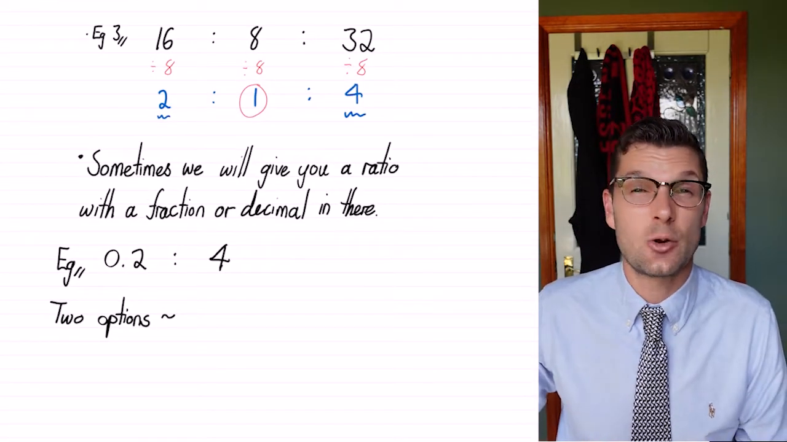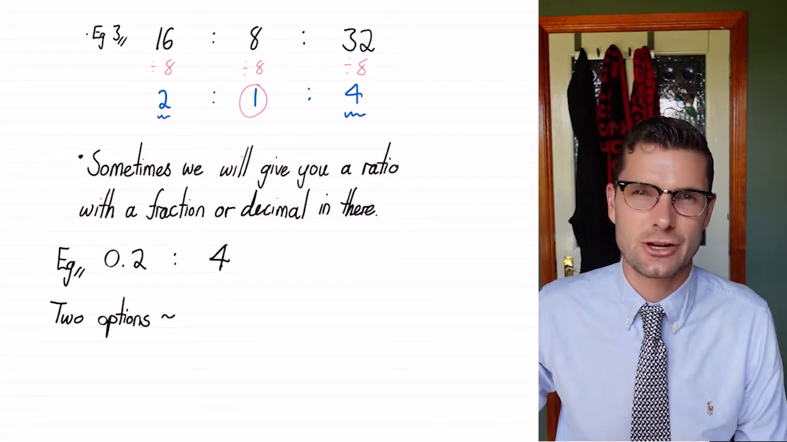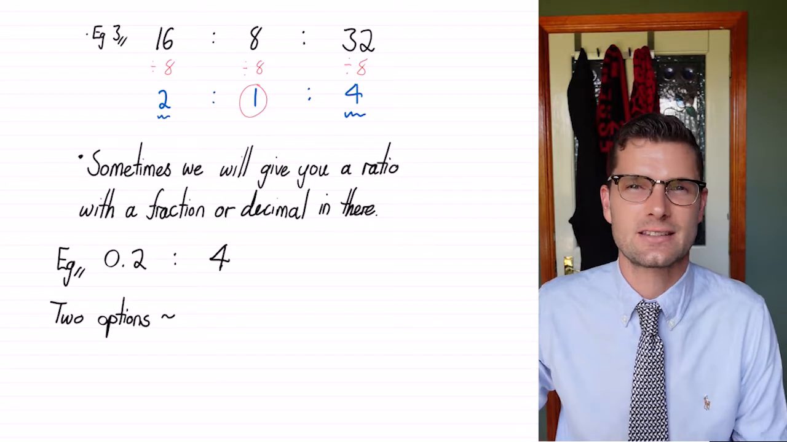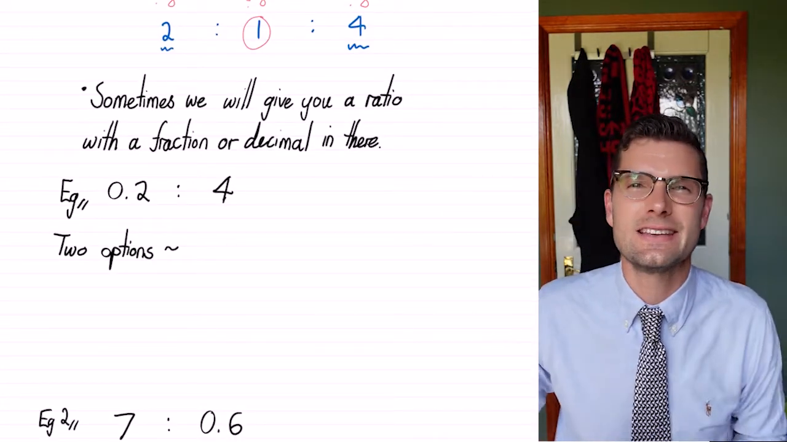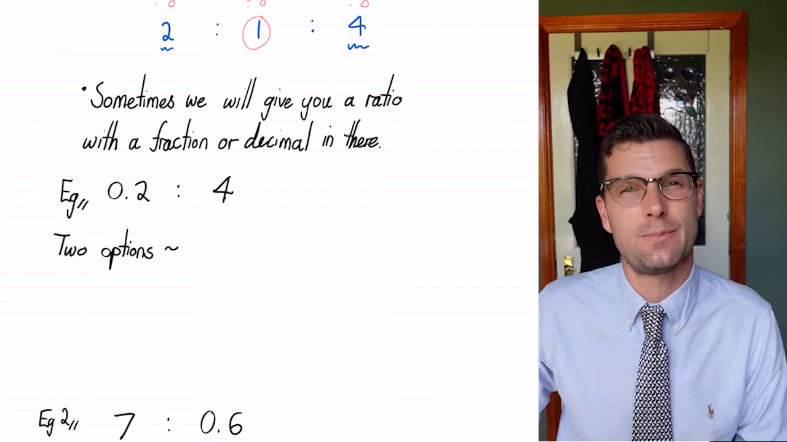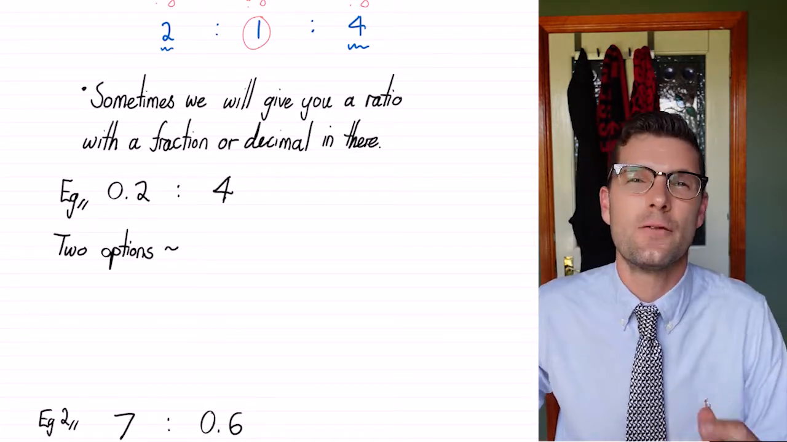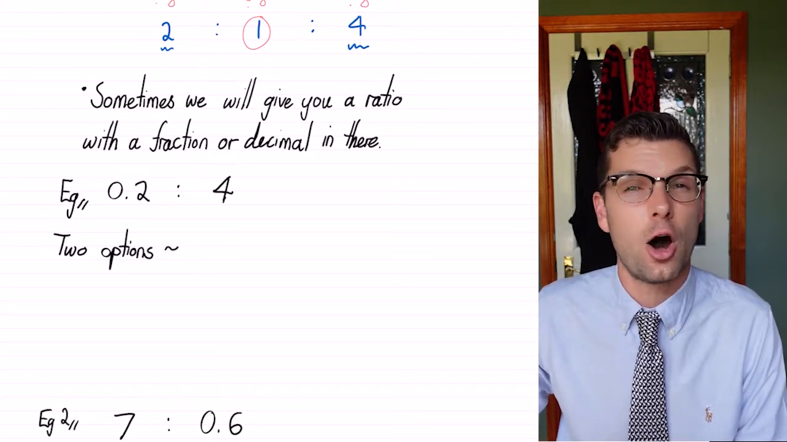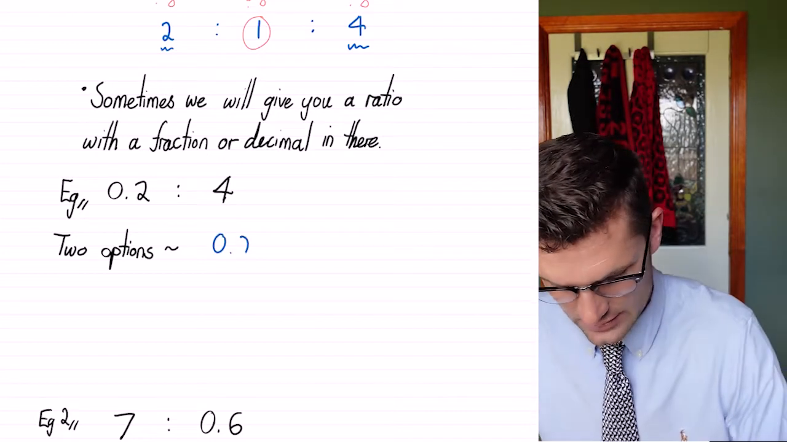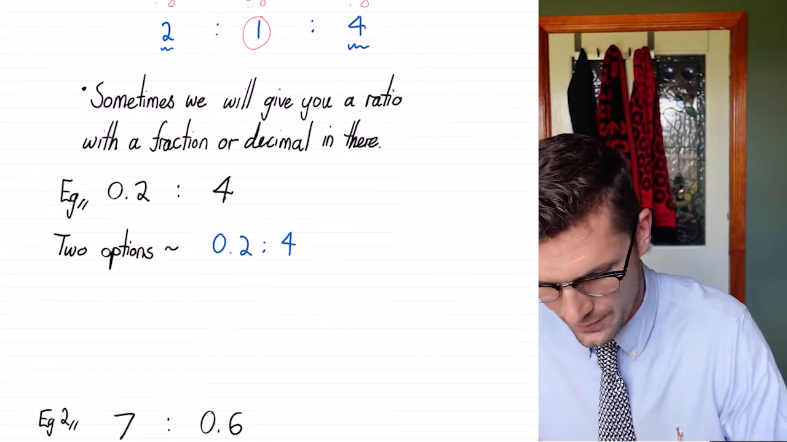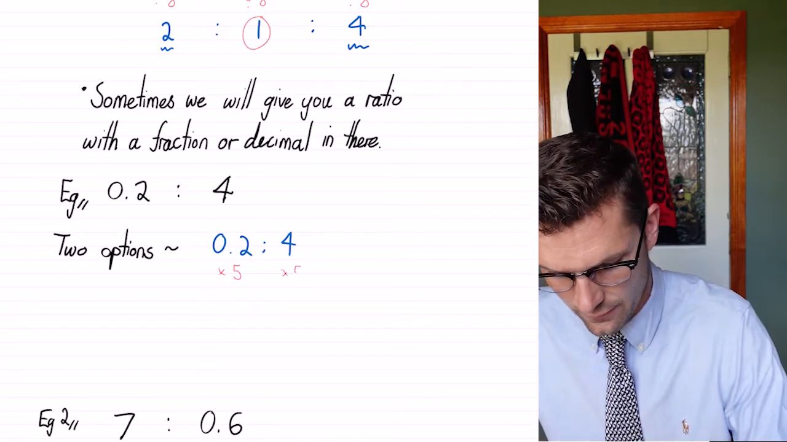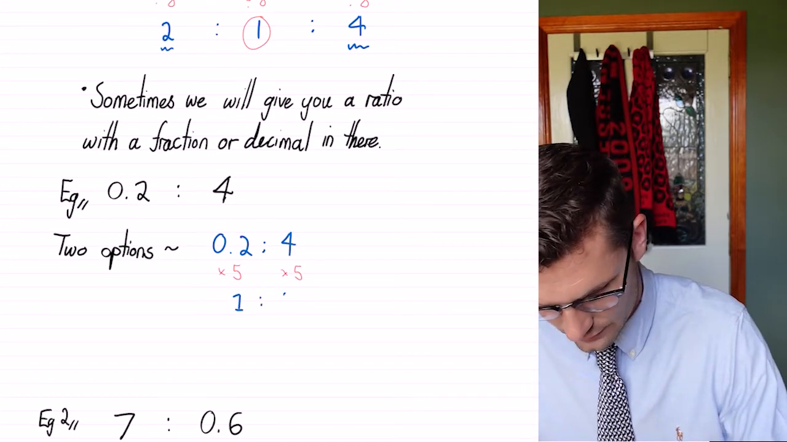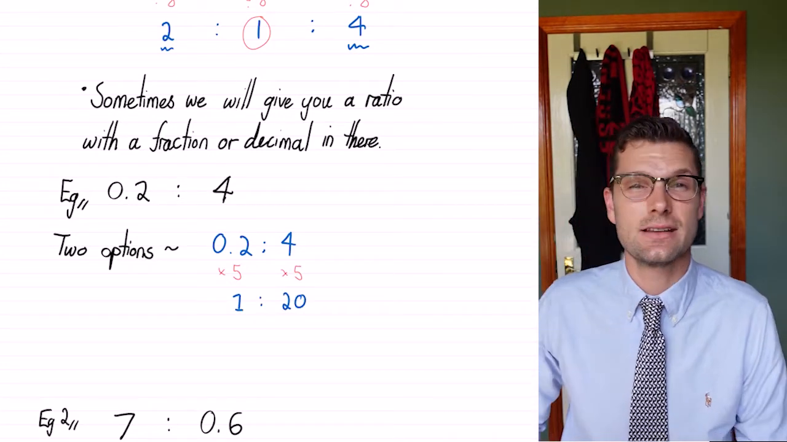So sometimes we will make these questions a little bit harder by putting a decimal or a fraction in there. The process is exactly the same, but there's a couple of little tips and tricks to make it go a little bit easier. So in this example, we've got 0.2 to 4, and we want to simplify it with a whole number. The first way that we can do this is we can know that 0.2 multiplied by 5 equals a whole number, 1. So if I've got 0.2 to 4, if I multiply by 5 on both sides, that's going to leave me with 1 to 20. And that is my final answer.